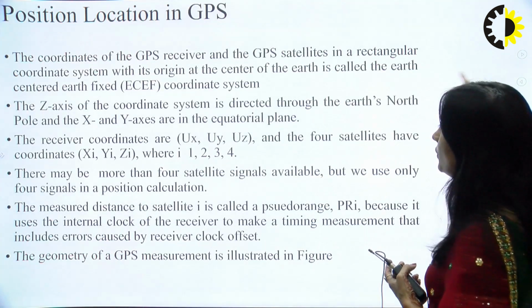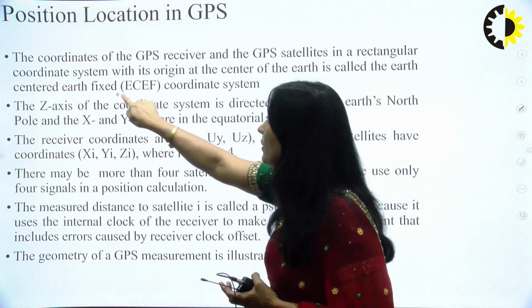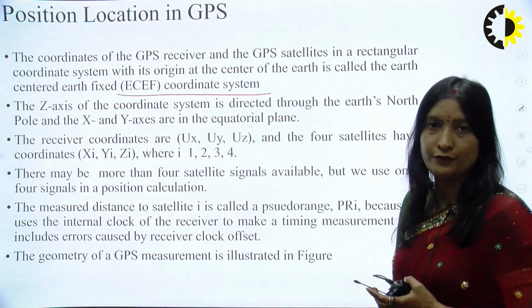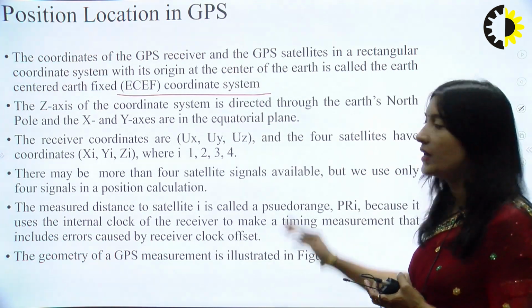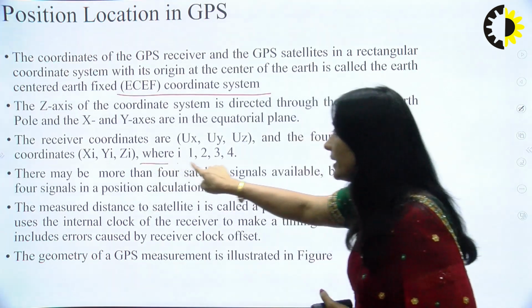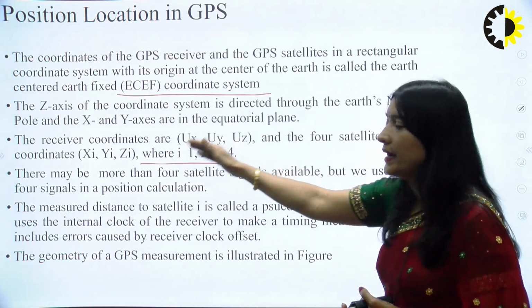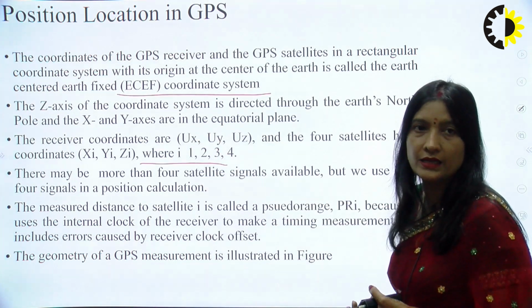Okay. So for this system, we are using the ECEF coordinate system. ECEF is the Earth centered, Earth fixed coordinate system that we are using here, and the coordinates that I have used are ux, uy, uz, and x1, x2, x3, y1, y2, y3. These are the coordinates of the satellites.